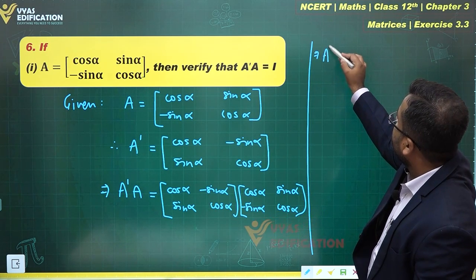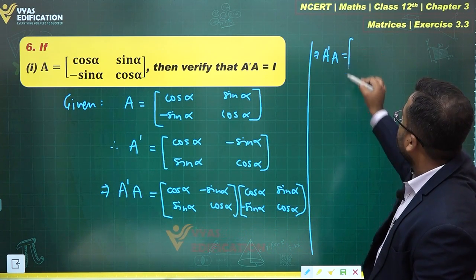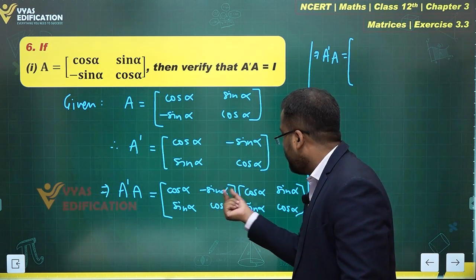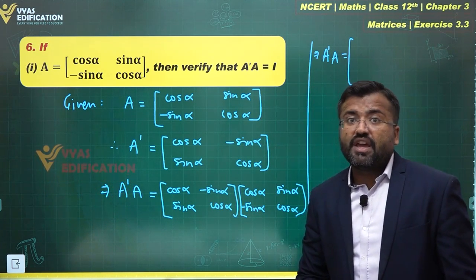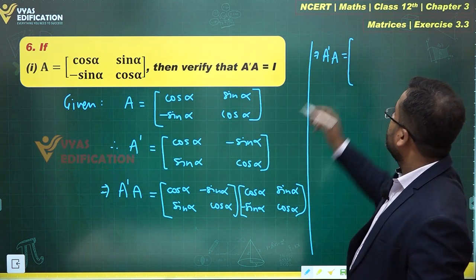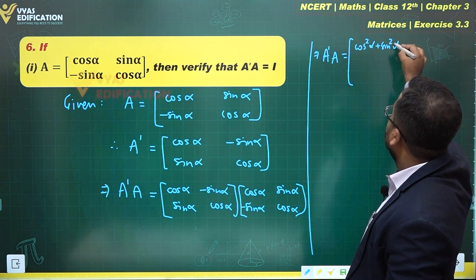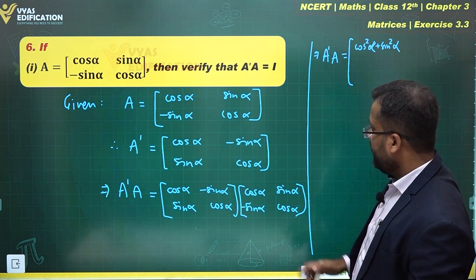Which implies A transpose A is equal to what? Observe carefully. This is cos alpha times cos alpha, which is cos square alpha, minus sin alpha times minus sin alpha. The product would be plus sin square alpha. This becomes cos square alpha plus sin square alpha. Okay, what next over here?